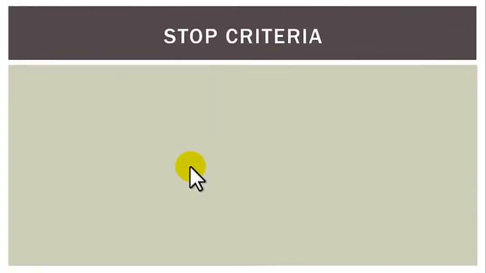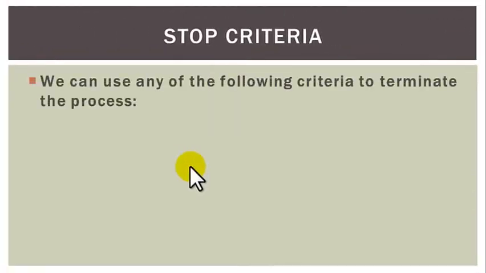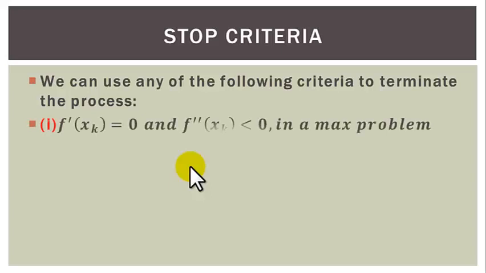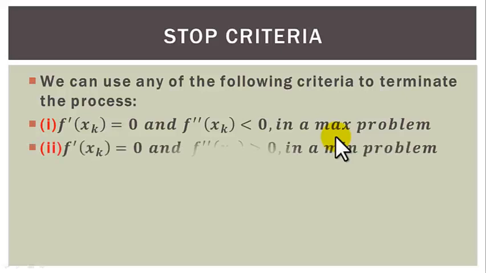Stop criteria. We can use any of the following criteria to terminate the process. 1. f prime of xk equal to 0 and f prime prime of xk is less than 0 in the case of a maximization problem. 2. f prime of xk equal to 0 and f prime prime of xk is greater than 0 in the case of a minimization problem.